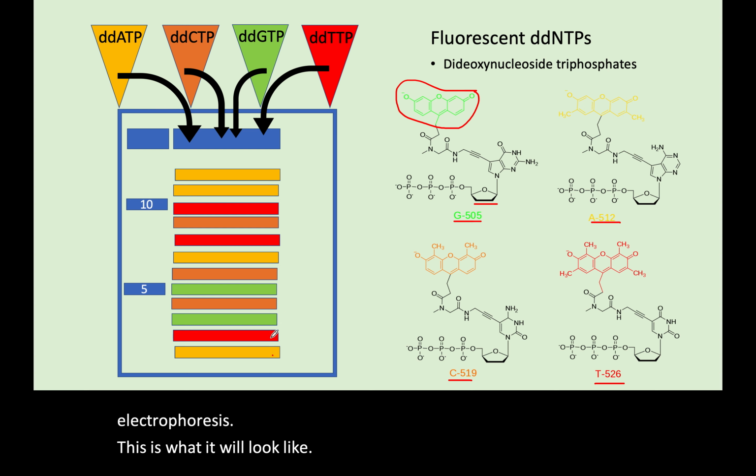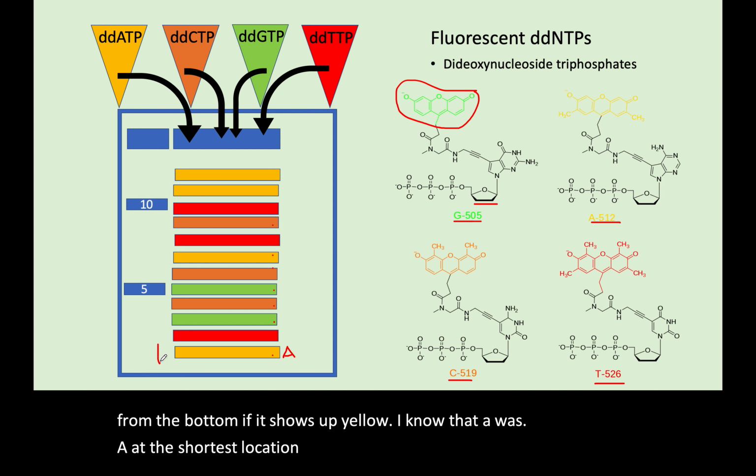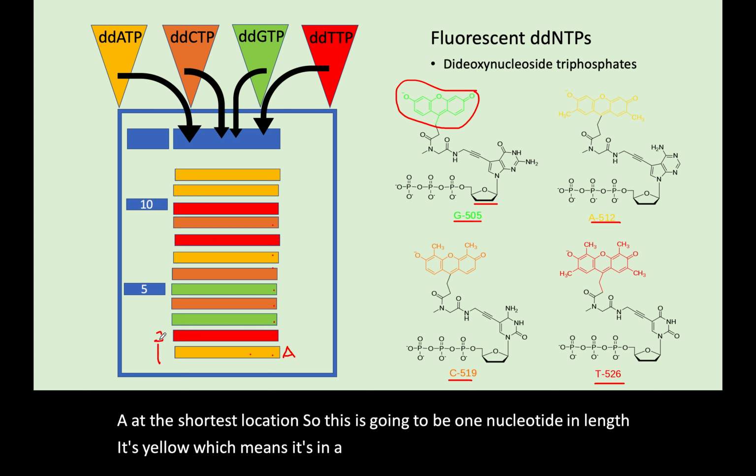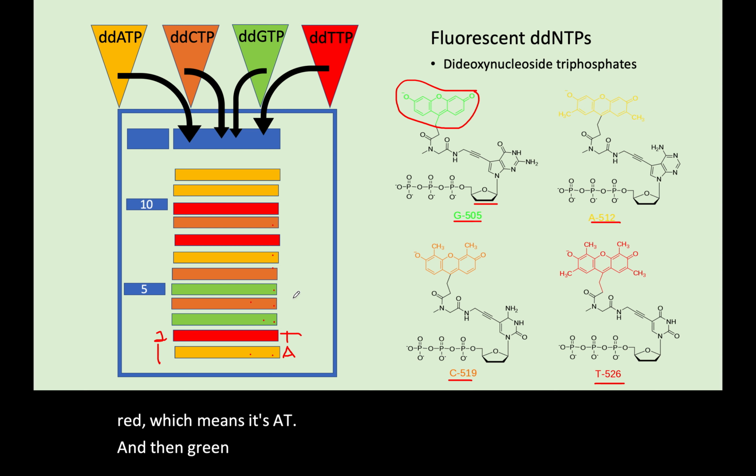And so now I can tell by color the same information that I was able to tell previously. Starting from the bottom, if it shows up yellow, I know that it was an A at the shortest location, so this is going to be one nucleotide in length. It's yellow, which means it's an A. At the second nucleotide position, it's red, which means it's a T. And then green is G, orange is C.